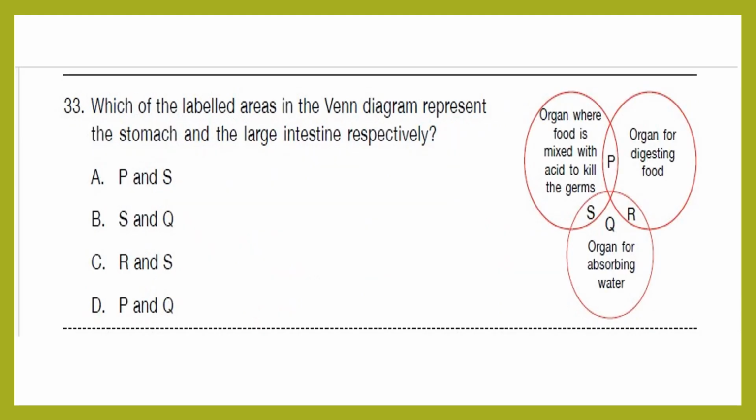Question number 33. Which of the labeled areas in the Venn diagram represent the stomach and the large intestine respectively? Here, organ P, organ where food is mixed with acid to kill the germs. An organ for digesting food, that is P. So P is stomach. Organ for absorbing water, that is Q. So Q is large intestine. So our answer is option D, P and Q.